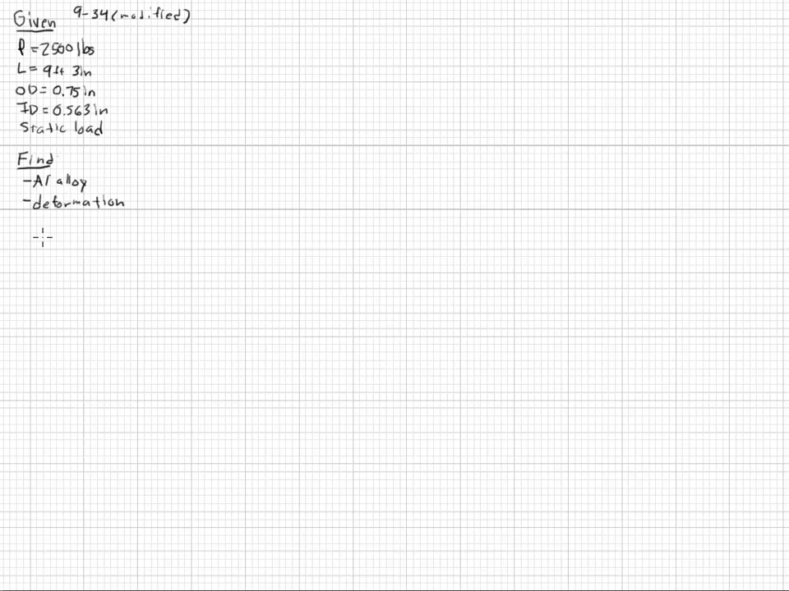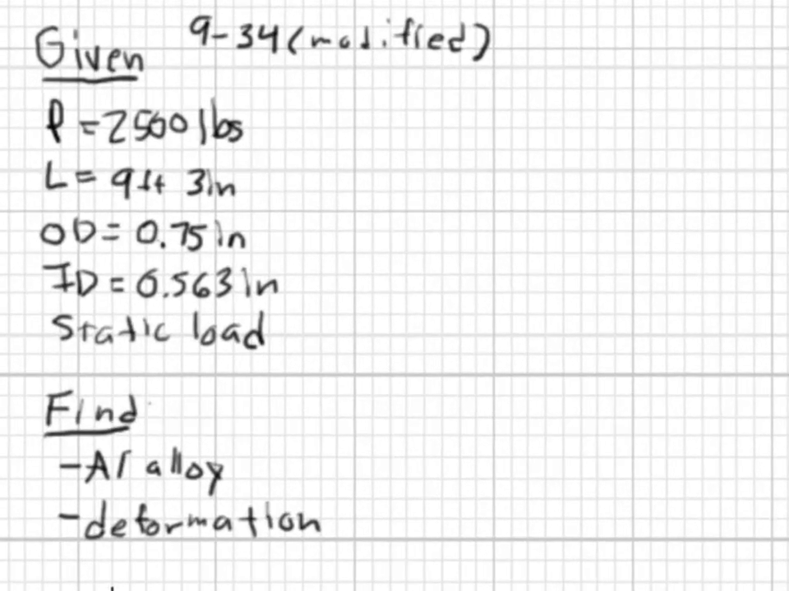Problem 934 asks to find a suitable aluminum alloy and the deformation given these conditions. Now, the original problem 34 had a different length, but that only changes the deformation aspect. So we have a force of 2,500 pounds, a length of 9 feet 3 inches.